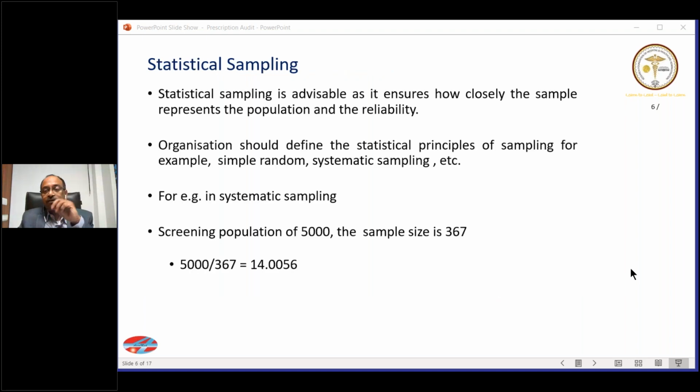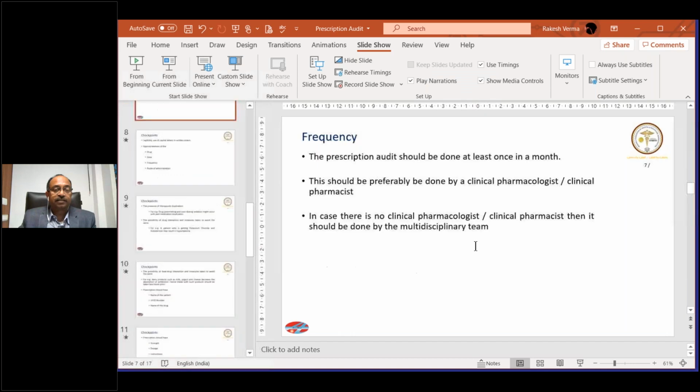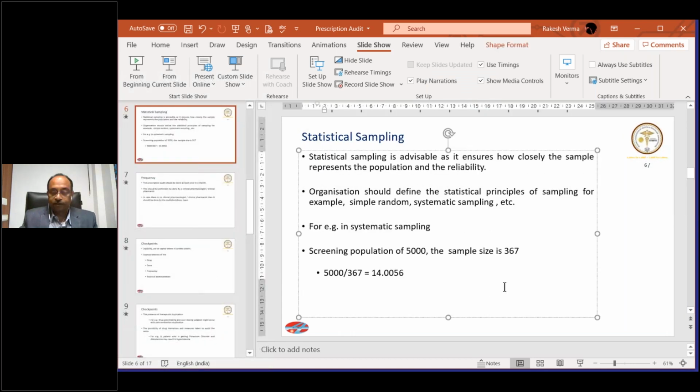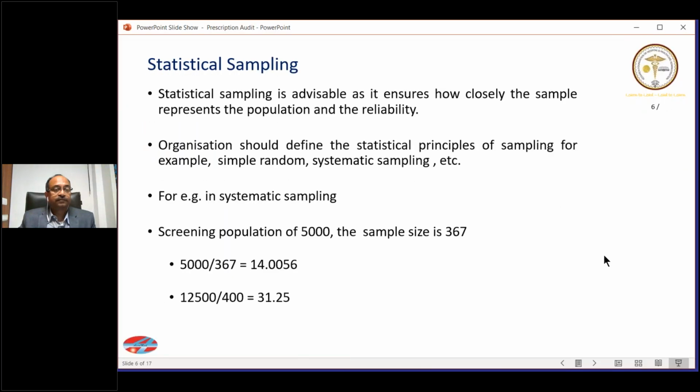So 12,500 is your total population. Your sample size is 400. You divide 12,500 by 400, so the number that comes is 31.25. Let me write this down in the presentation itself. Just a moment. So 12,500 divided by 400, the figure that comes is 31.25. Is this visible?